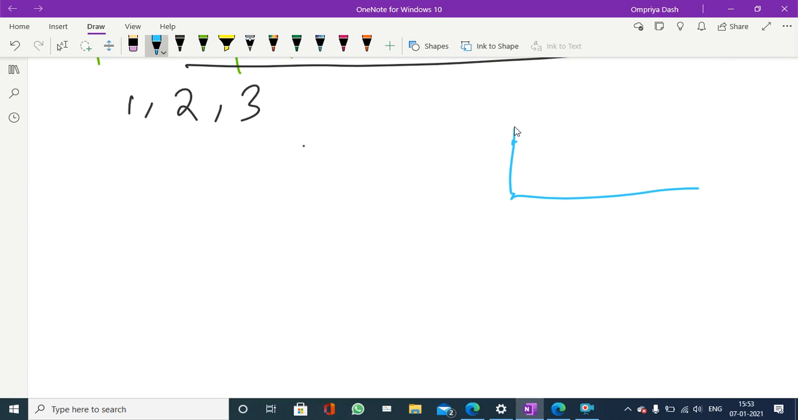So here also the same thing. 3 different events will happen. Event 1 to fill the ones place. You have to fill the ones place. You have to fill the tens place. You have to fill the hundreds place.